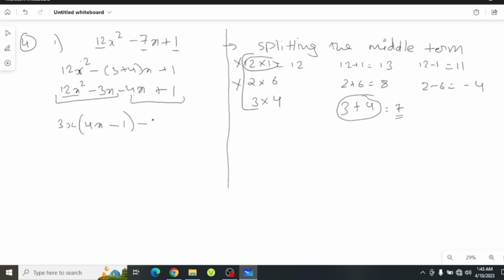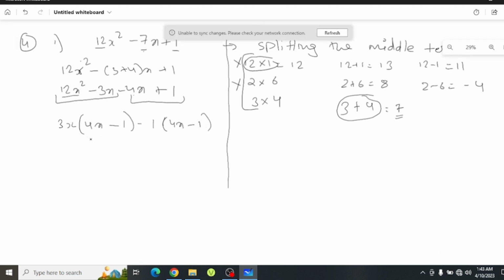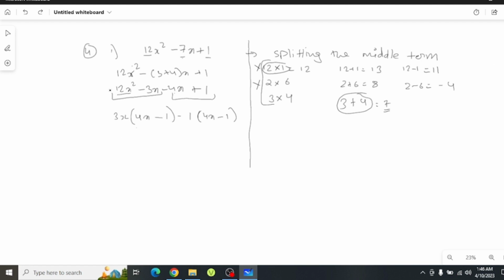So we will write minus 1, then 4x minus 1. Again we have to find the common term. Now we can write it as 3x minus 1 and 4x minus 1. So this is the final answer of this question. We just have to factorize the equation, we don't have to find the zeros of this polynomial. Okay, so let's see one more question.